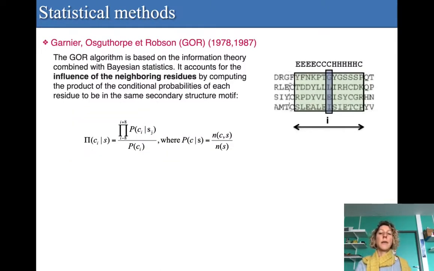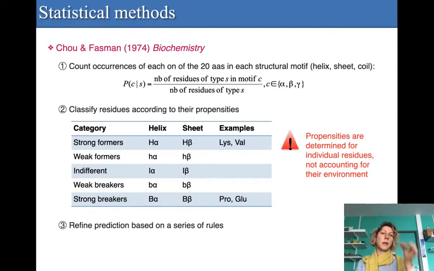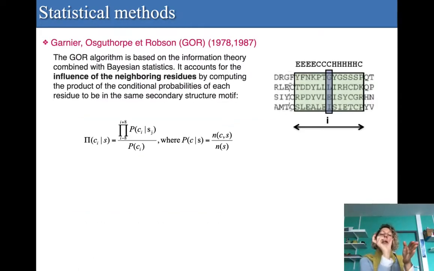That was the idea. Then a bit later, about 4 years later, you have the GOR algorithm which came out, and it was really improved over the years, so it evolved. Here it's based on information theory combined with Bayesian statistics. And an important thing is that it accounts for the influence of the neighboring residues. Before, we just had single column independent statistics. Now we have a window and we can account for the neighboring residues. So the size of the window is typically minus 8 plus 8, so that's typically more like 16. It doesn't look like this here, but okay.